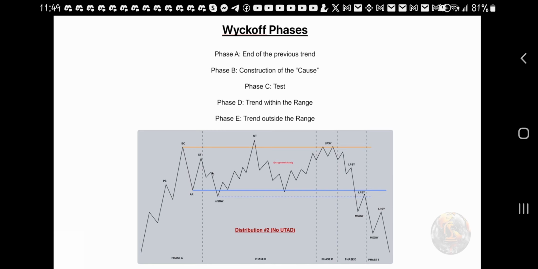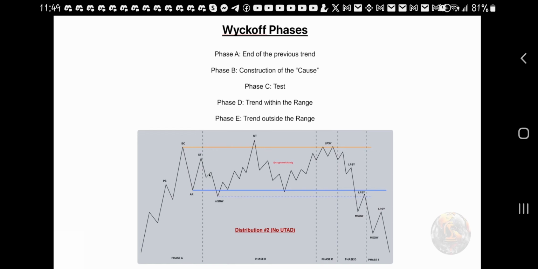The reason that is your first shift of control is for that exact same reason. Remember, control was with the bulls on the way up. Now, because we had a failed secondary test and we had an AR, we can say with high probability that the control is no longer with the bulls, it's now with nobody. It's neutral, it's sideways. Then we shift into phase B.